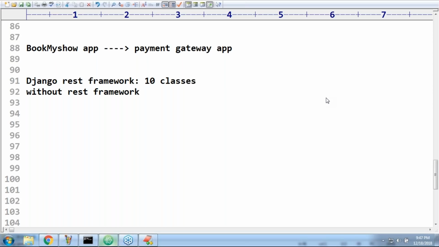Next, I want to explain the environment setup. The people who don't know about Django, these classes are not suitable for you. First, you should learn Django and then come to this area. Okay, maybe good news or bad news.